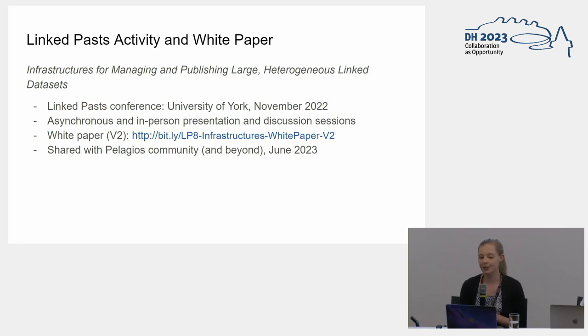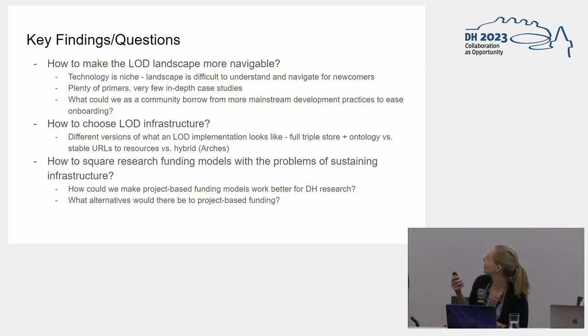But for now, our key findings, which are really more questions, are how to make the linked open data landscape more navigable. It can be quite niche technology, and it's difficult to understand the landscape and to navigate it for newcomers. What we found particularly is there's quite a lot of information out there about what linked open data is and how to construct RDF very basically, but not that many in-depth case studies that actually explore how that's done in practice. And another question we had was, what could we as a community borrow from more mainstream development practices to ease onboarding?